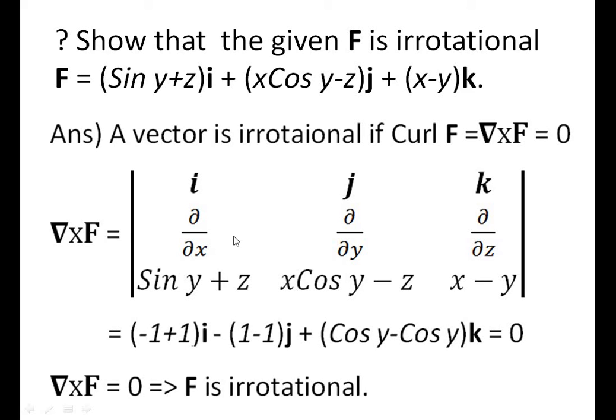We already know how to find the determinant. Okay, then del cross f equal to 0, then we say that f is irrotational. Curl equal to 0, then that function is irrotational.